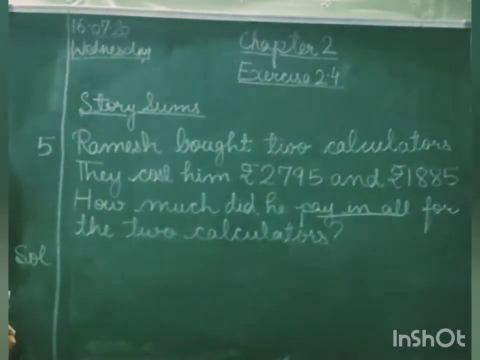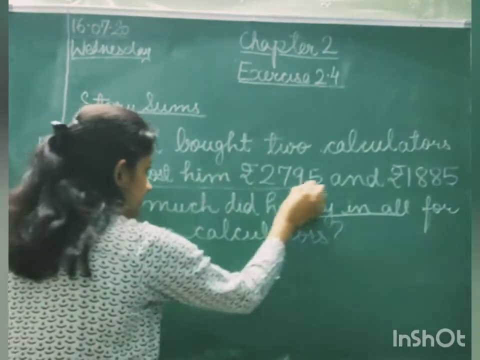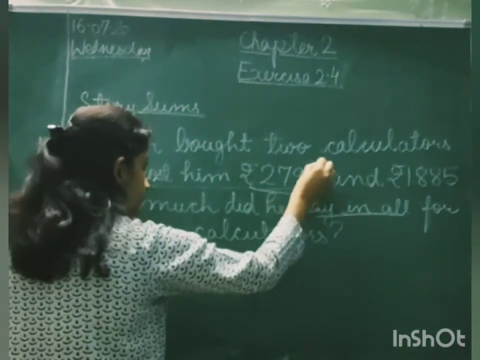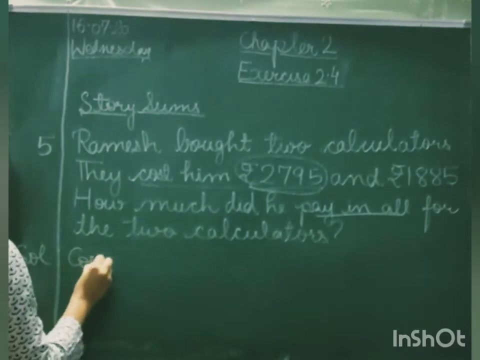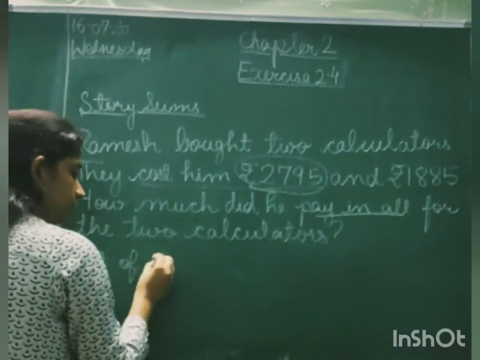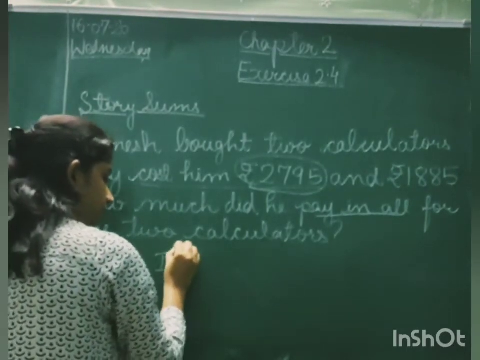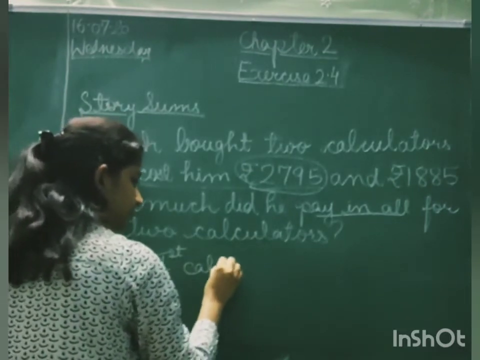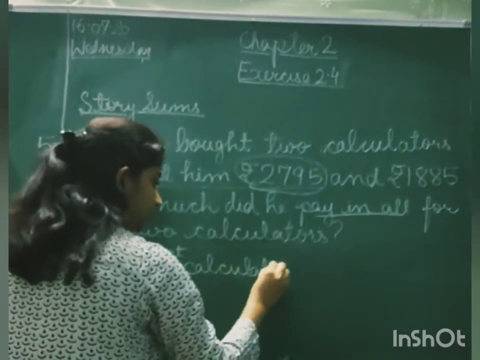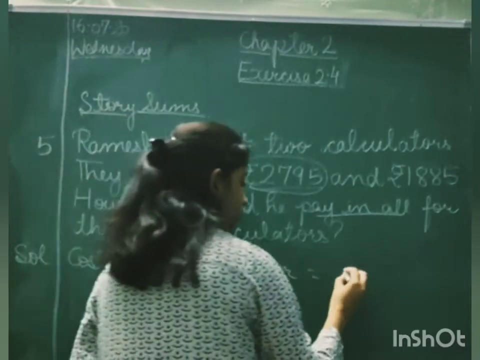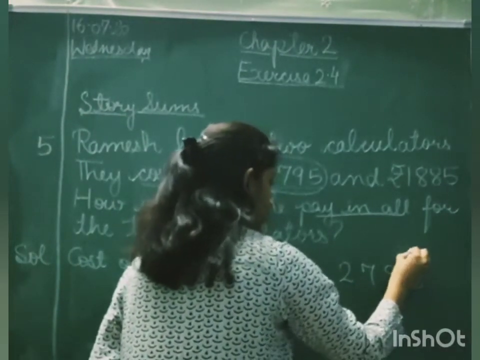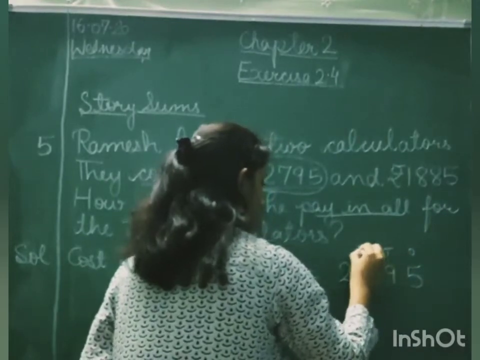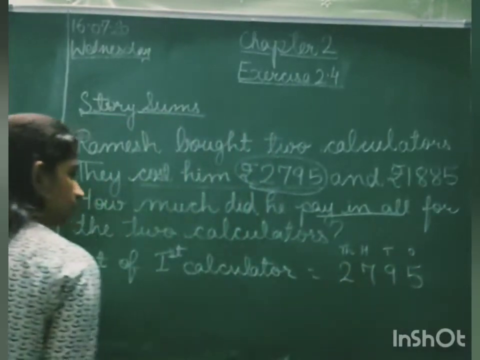First statement. See, the word is cost him this much. So this amount represents the cost of first calculator. So what will I write down? Cost of first calculator. What is the cost? 2,795. And on top, please write down ones, tens, hundreds and thousands.